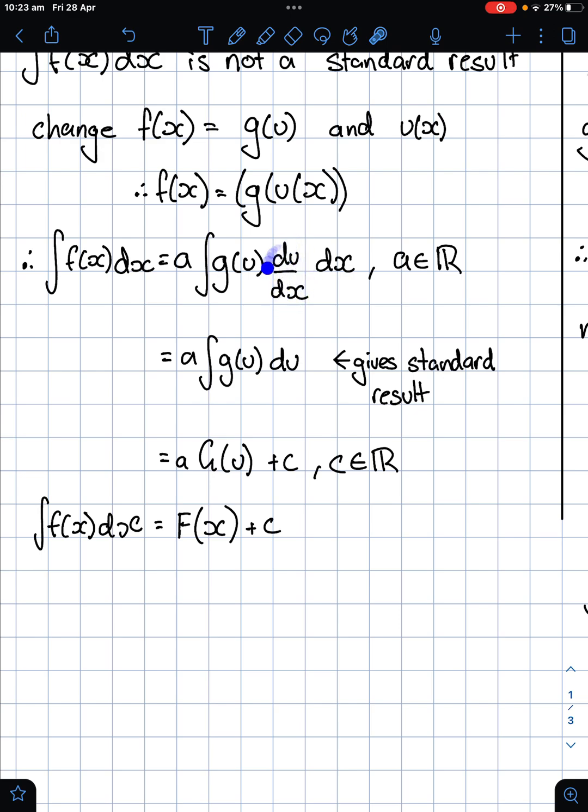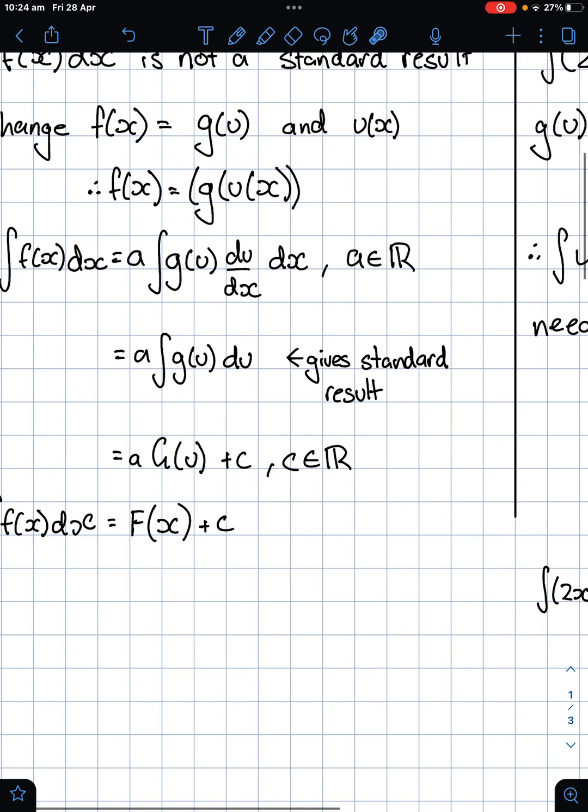We're going to need to get the derivative of u with respect to x, du over dx. That's going to allow us to cancel out these dx's, and we end up with this constant times our new function, g(u), with respect to u, which sometimes can mean we get a really easy integral to take. We then get that constant times the antiderivative of g(u) plus c, and then we sub back in and we get the antiderivative of our original function, but we've solved it.